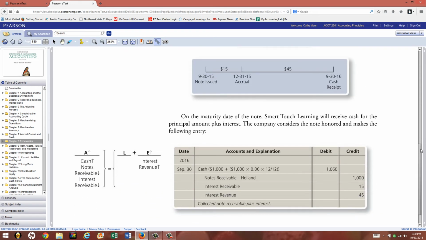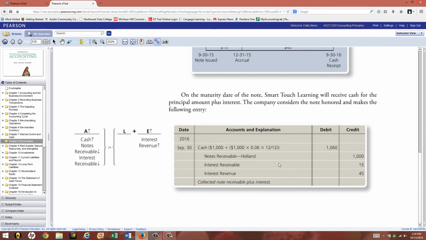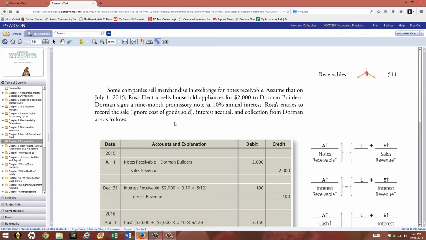And so when they make the journal entry here to show receipt of the cash, what they're saying is, the note receivable was for $1,000. Interest receivable for the prior year, that was $15. The interest revenue that they've earned for this year for these 9 months is $45. So you add this up, how much cash did they receive? $1,060. You might want to be sure and go through and look at those and make sure that you have an understanding of them, because that's important for this chapter.